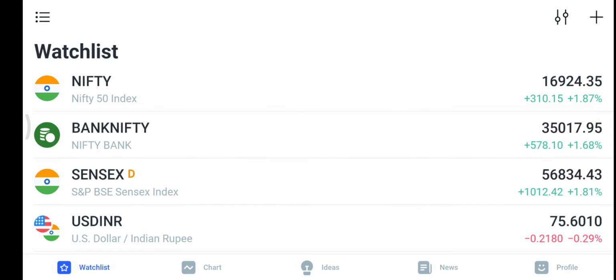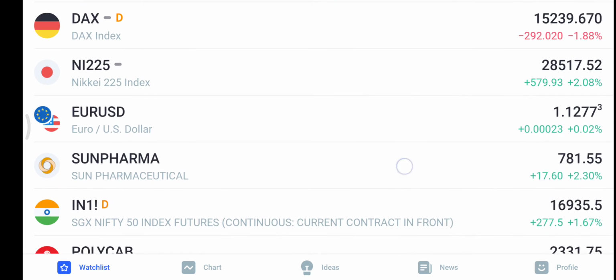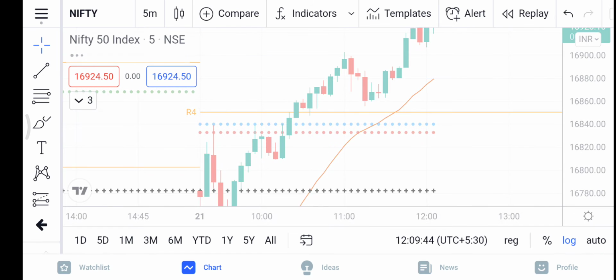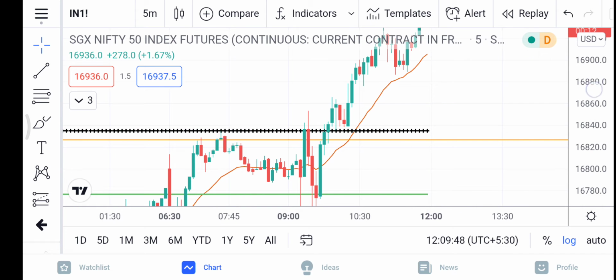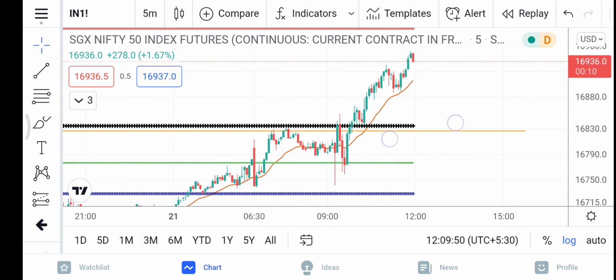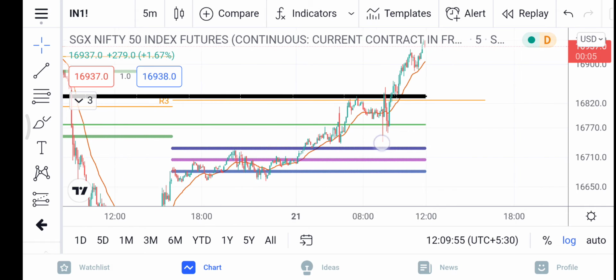So in this video I am going to show how we can also see the SGF Nifty chart. This is the SGF Nifty chart. By seeing the SGF Nifty chart, how we can analyze the market, how we can take the trade in Nifty and Bank Nifty. See, this is the SGF chart today.